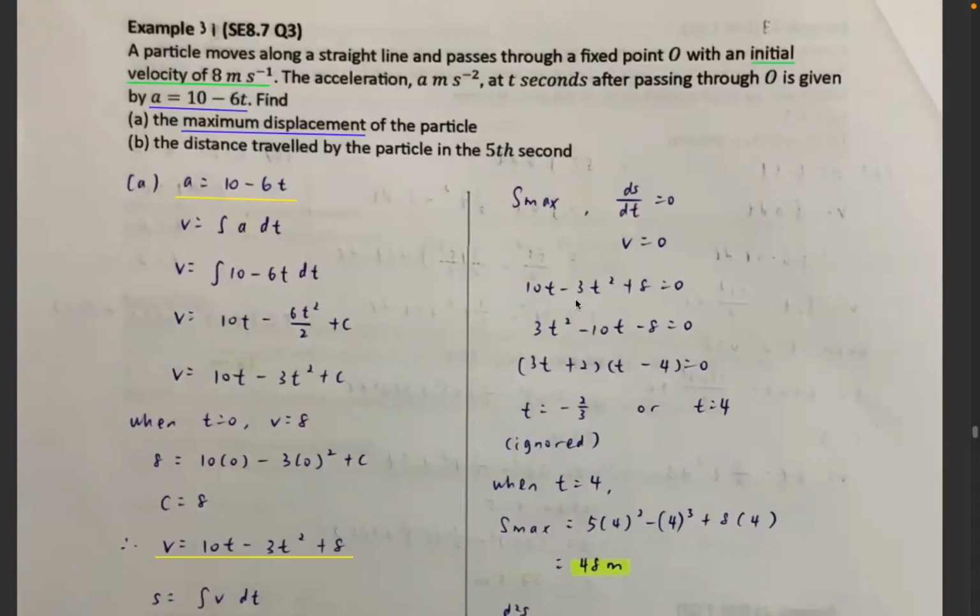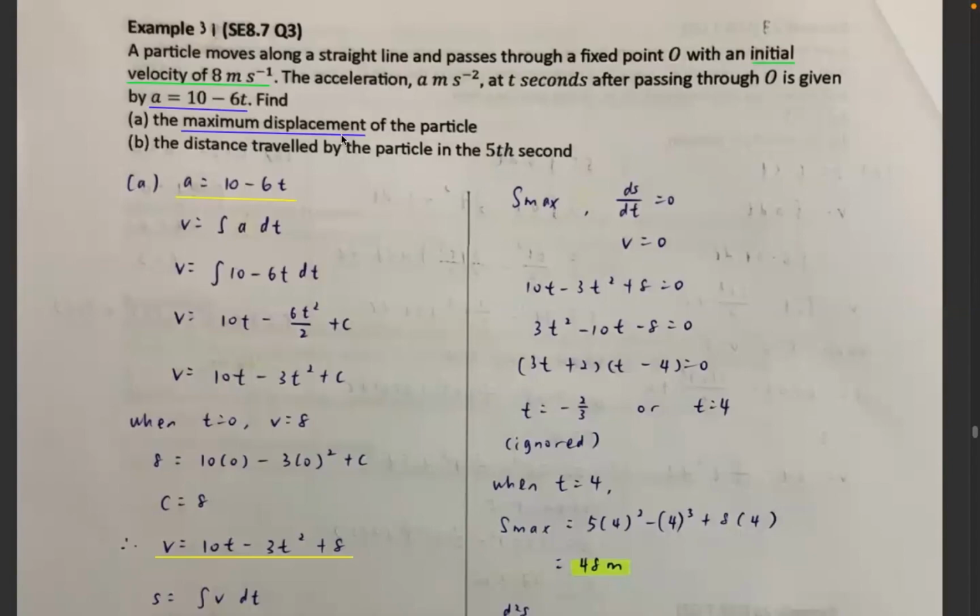Since a is -3, I bring all the terms to the other side to get general form. And then we do factorization. So we have t equals to -2/3. Ignore because it's negative. And then t equals to 4. So we only accept t equals to 4. Okay, so the meaning of t equals to 4 is 4 is the time in which displacement is maximum.